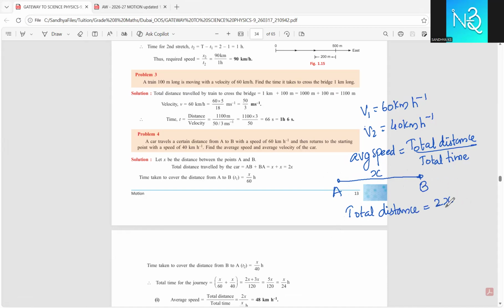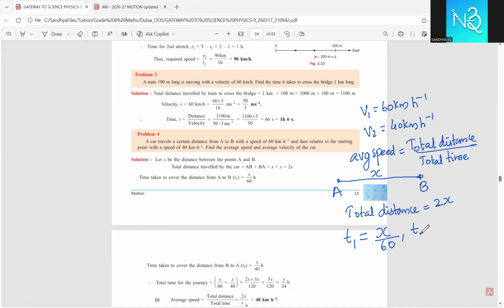Okay, or we can tell x plus x. So what will be the time taken to cover A to B, from the starting to B? How much time is taken? So x is the distance, right? And average speed is 60. So t1 is x by 60.